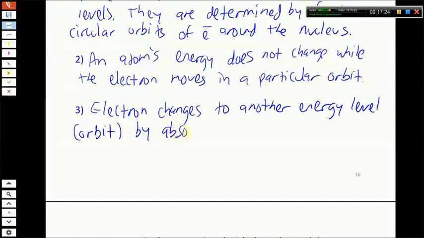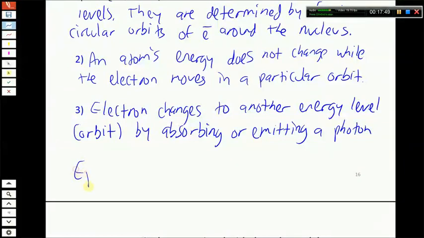And it does so by absorbing or emitting a photon. We'll define these more clearly in the next slide. But the point is, unless the substance either absorbs light, has light interacting with it, or gives off light, those are the two situations where the electron will be moving between different energy levels. Otherwise, the electron just stays in one continuous orbit, and there's no change in energy for the system.